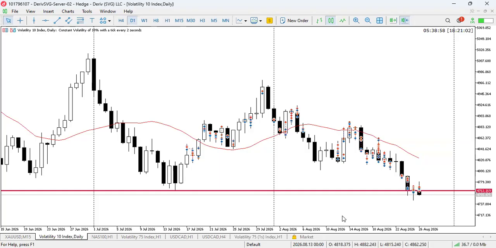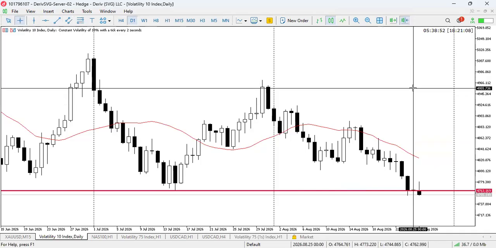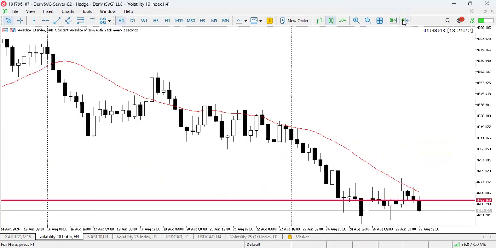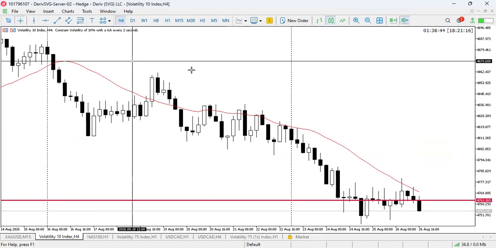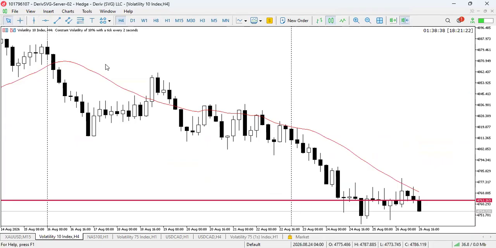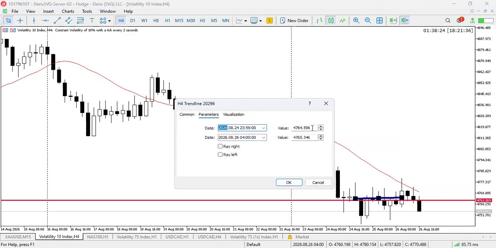Okay. So let us examine why I struggled. So this is the 25th. Let me go to H4 and 25th. So this is the first candle. The first candle is this. Okay. This is the first candle.